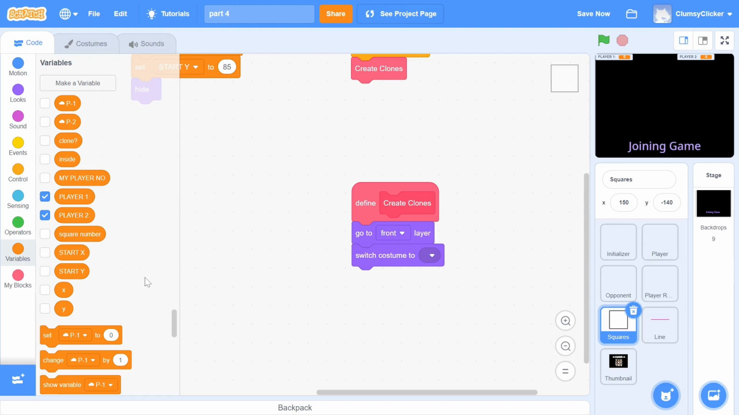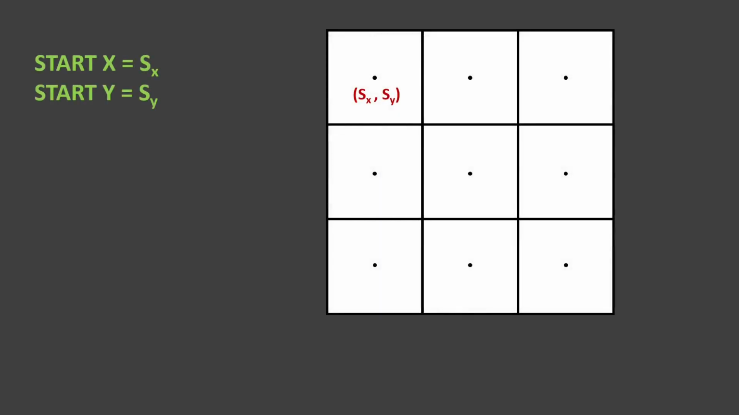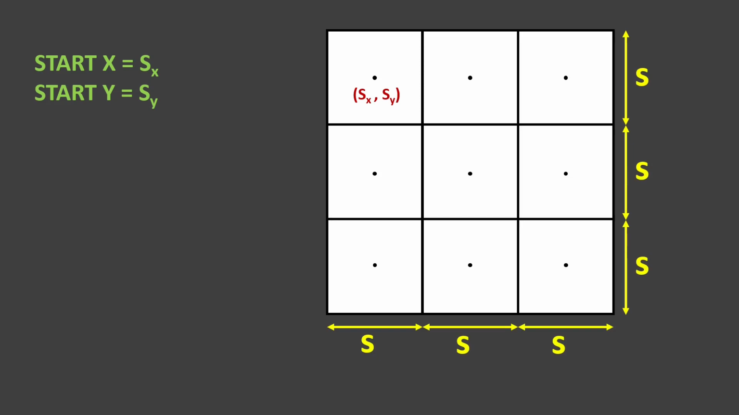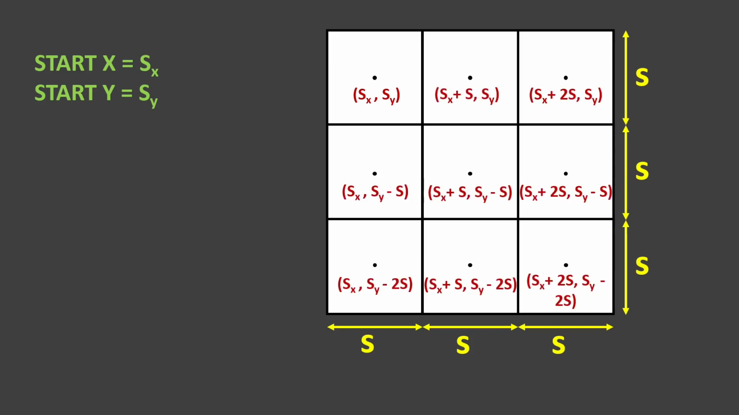The remaining variables like startX, startY, X and Y deal with the position of each clone. StartX is the X coordinate and startY is the Y coordinate of the top left square. If you think about it for a moment, it is very easy to calculate the coordinates of each square. If we assume that the side length of each square is S, then the X and Y coordinates of each square would be as follows.